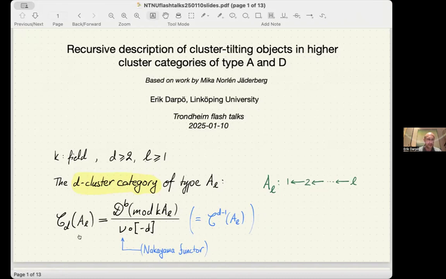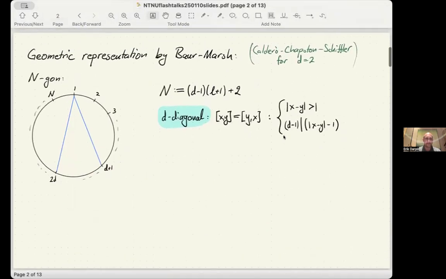I should also perhaps warn you that there is some clash of terminology here. What I call the d-cluster category is by some people called the (d-1)-cluster category. So these categories have been given a geometric interpretation in the classical case by Caldero, Chapoton, and Schiffler, and in the higher case by Baur and Marsh.